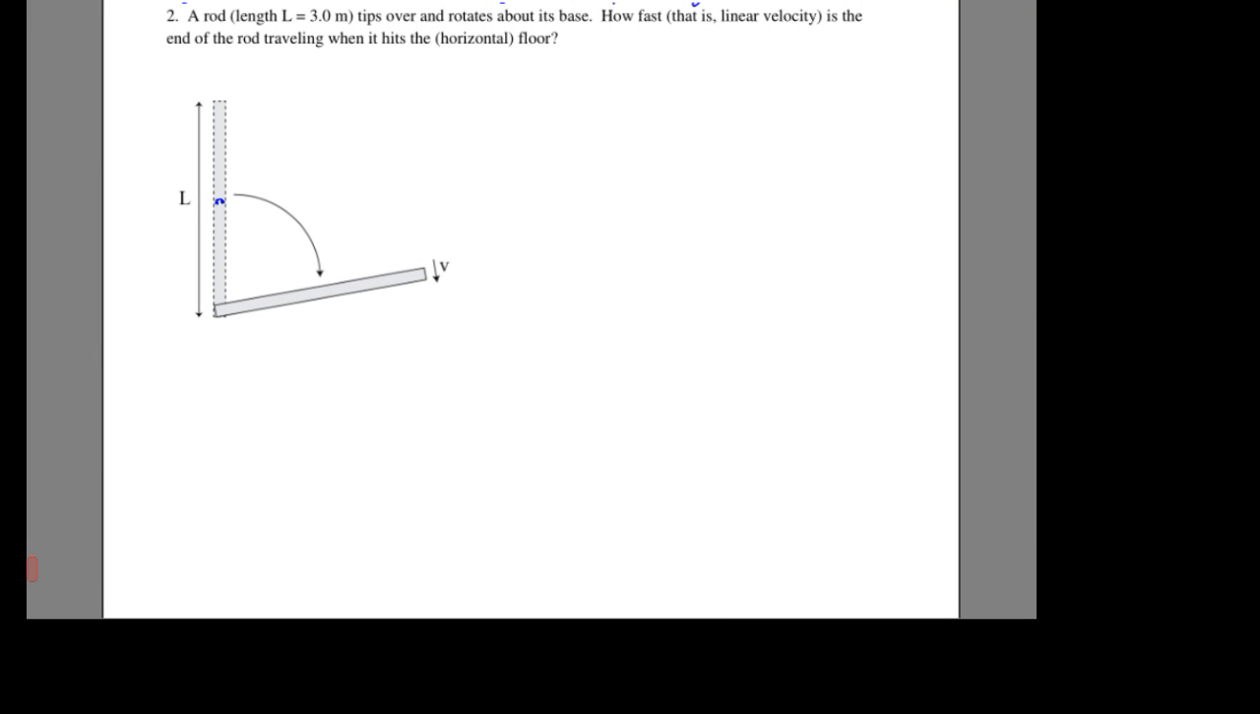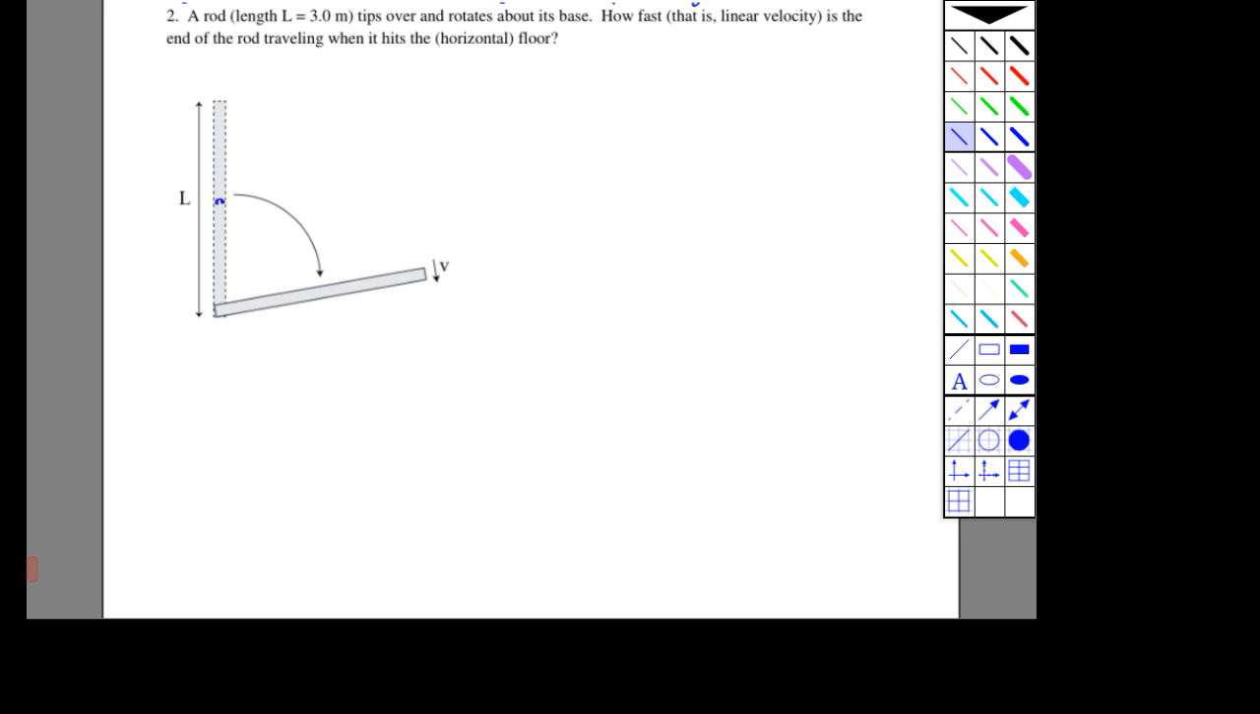Okay, here is a solution for question 2 of our conservation of energy problem. So we have a rod, and it's free to rotate about its base, and it starts in a vertical position and it falls clockwise until it hits the ground. So how are we going to solve this problem? Well, the best way to do this is using conservation of energy.